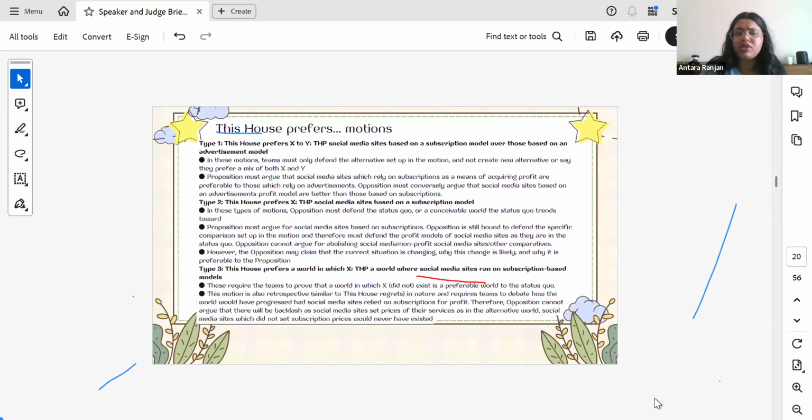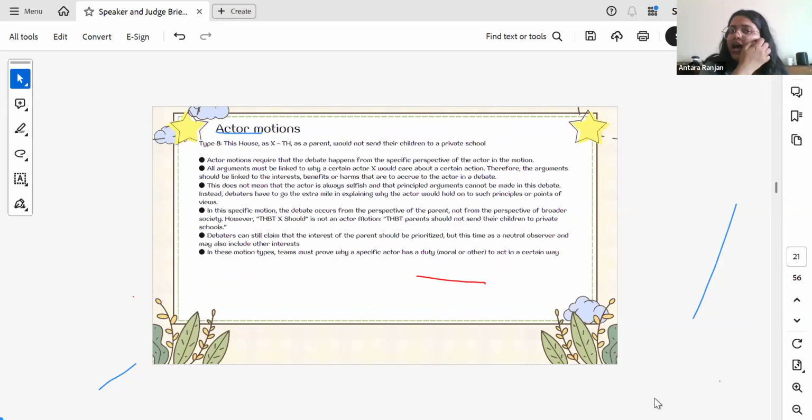Prefers, we've discussed. Actor motions, you identify what the debate is about within the motion. It's about a particular actor. You can be an individual, you can be Shah Rukh Khan, you can be a group of people, parents as a whole. You can be the government of a particular country. This house, as the government of Italy, would ban tourists. So, in this case, you are an actor, you are the government of Italy.